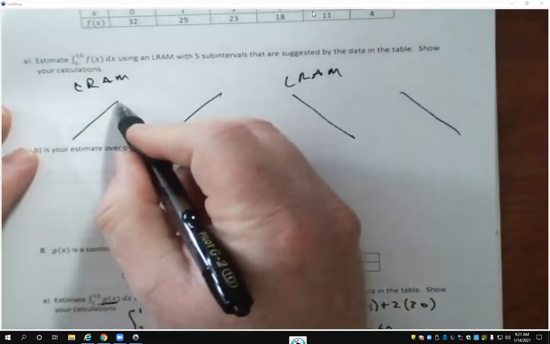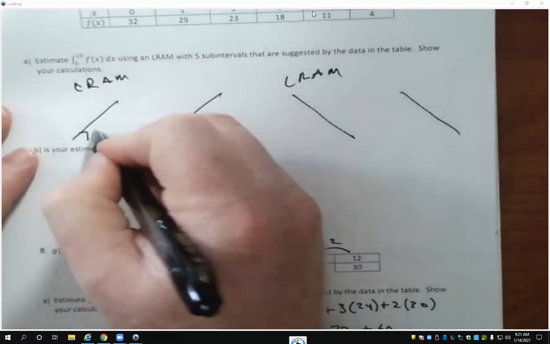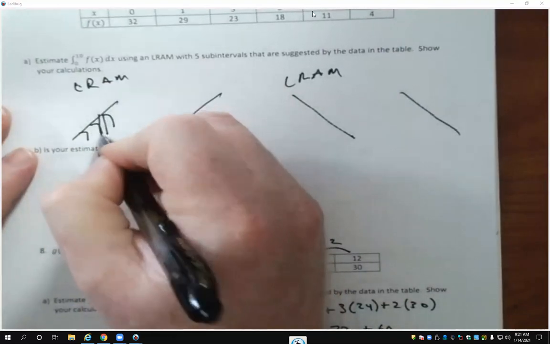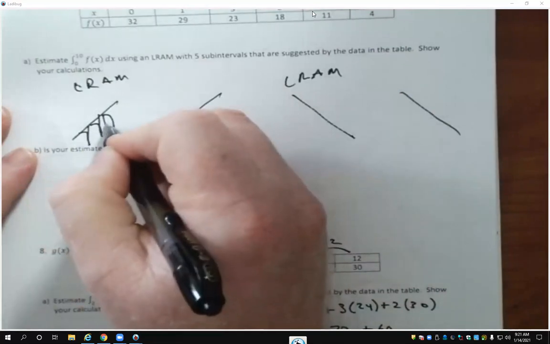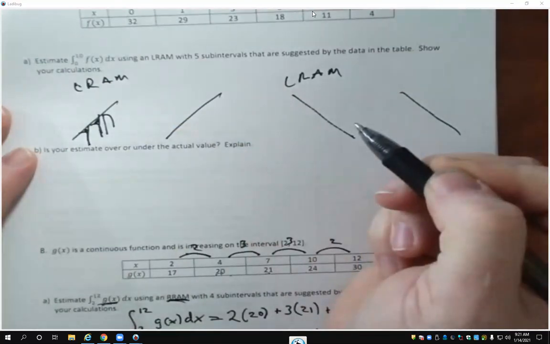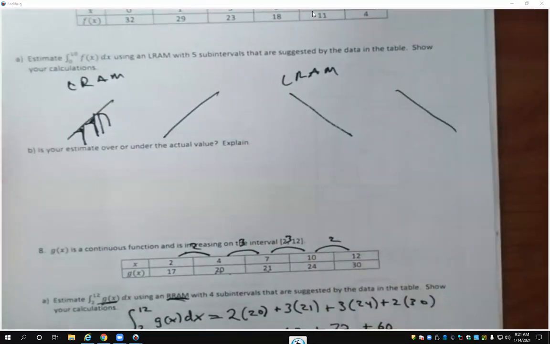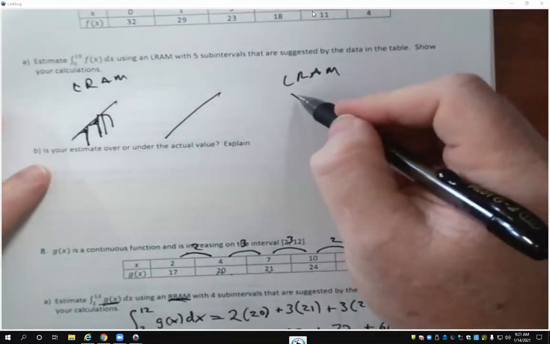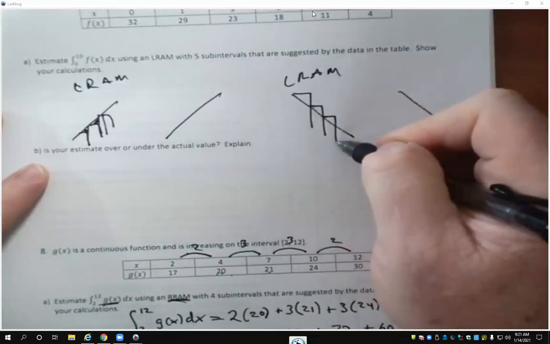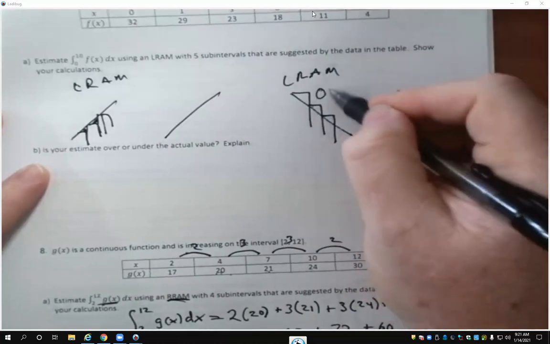If I'm increasing, LRAM is going to be this scenario, and so I'm an underestimate every time, because of that little area in there. Does that make sense? Is that a good enough picture for you? Yeah. If I'm doing LRAM and I'm decreasing, my picture is going to look like this. This is always the easier one to draw, and I'm going to be over.